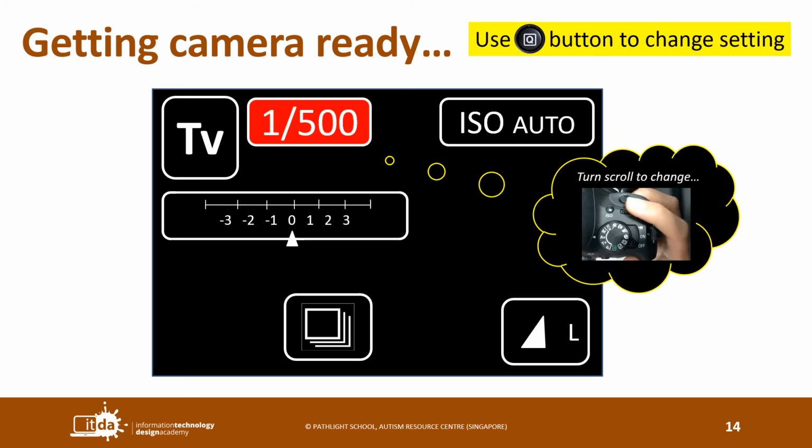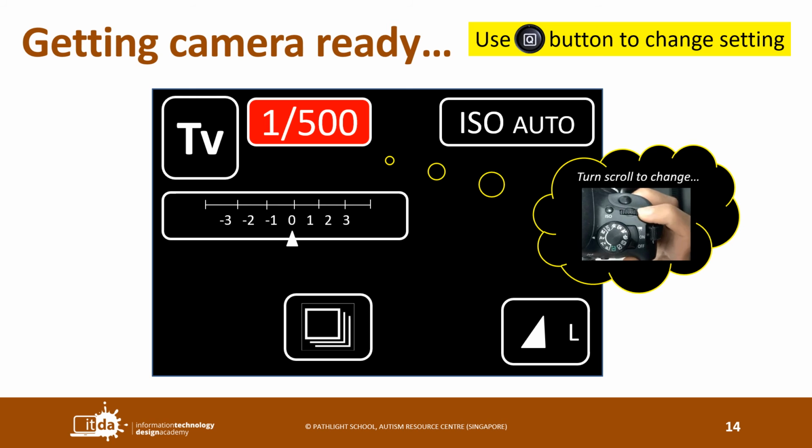All right, so getting your camera ready. So for school use, we're going to use TV mode at a shutter speed of 1/500 of a second. So for this, it's fast enough to capture people moving, but not fast enough for a sports car. Okay, but definitely fast enough to capture people moving and maybe even freeze cars moving, normal cars.